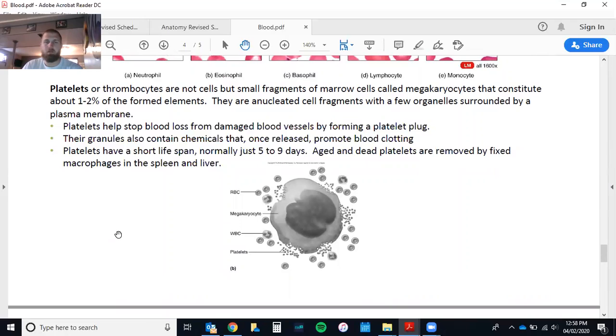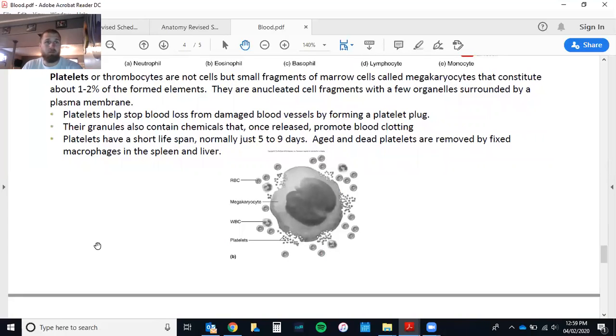This is an illustration, not an actual picture. Platelets are also known as thrombocytes, not actually cells, but small fragments of marrow cells called megakaryocytes. They are only going to make up about 1 to 2% of our formed elements in our blood. They're anucleated, so they have no nucleus. There's only a few organelles surrounded by a plasma membrane. What happens is a megakaryocyte grows really, really large, and then kind of just starts to break into little pieces, and the little pieces that break off are the platelets.